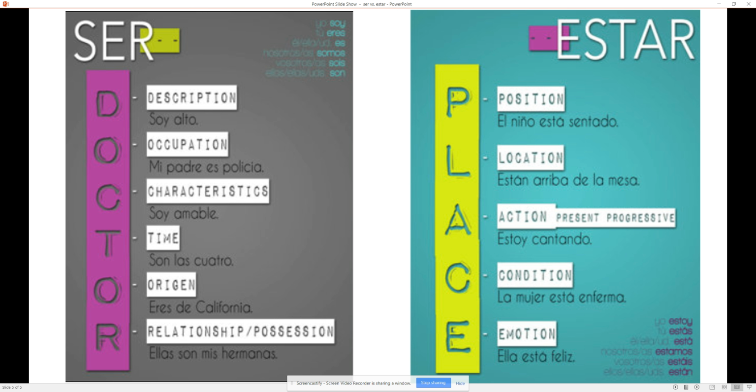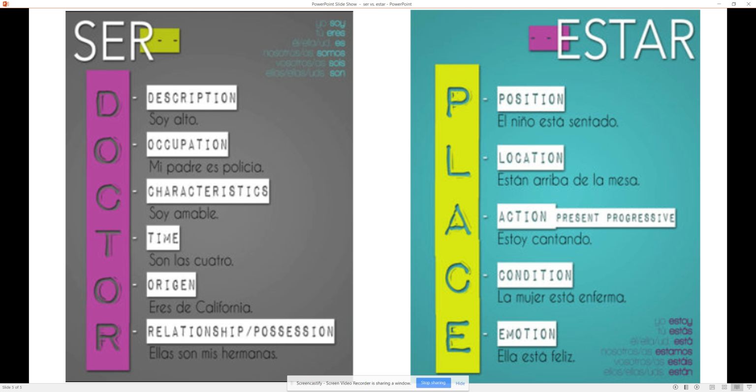So I thought that this was a really strong way to remember it. So let's focus first on ser. As I mentioned, this is the verb that we're going to use when something is much more permanent. So here we have the acrostic DOCTOR. This is the way to remember what I would consider the six hard rules for ser.